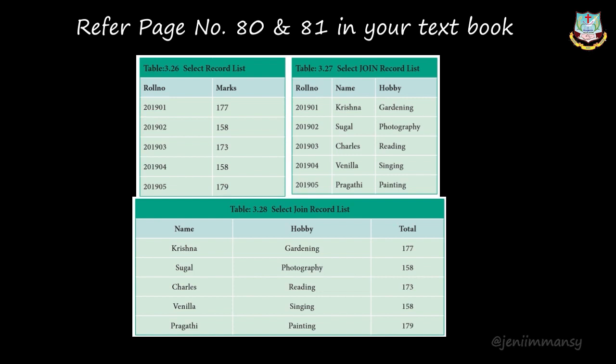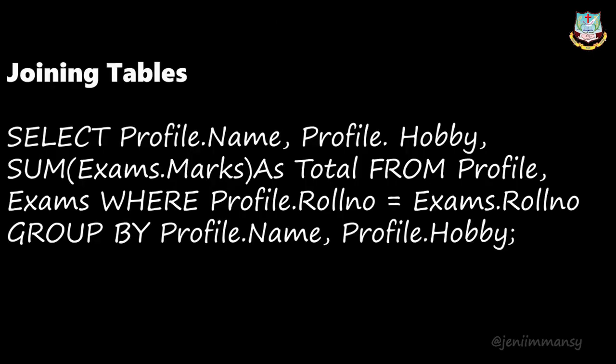For this, first you have to give select profile name and profile hobby. First, what all do we need? Profile name, profile hobby, and sum of marks. In the new table, we will get three columns: first one is profile name, next one is hobby, next one is sum of marks. For that, we give profile.name, profile.hobby, sum, and in the bracket exam.marks, as total from profile and exam.